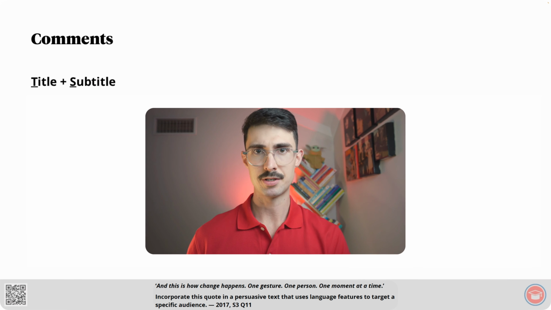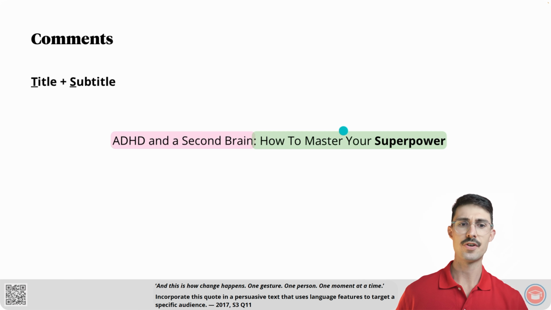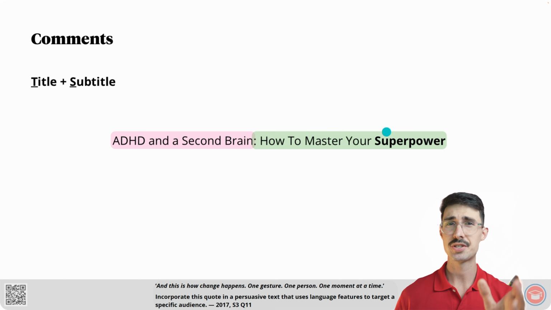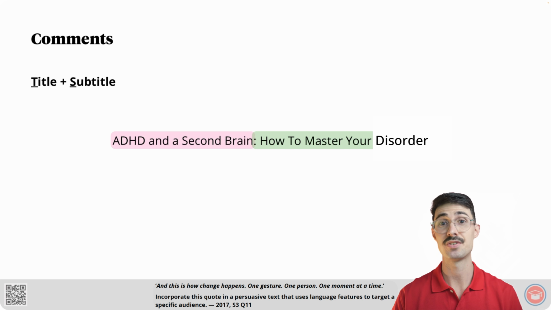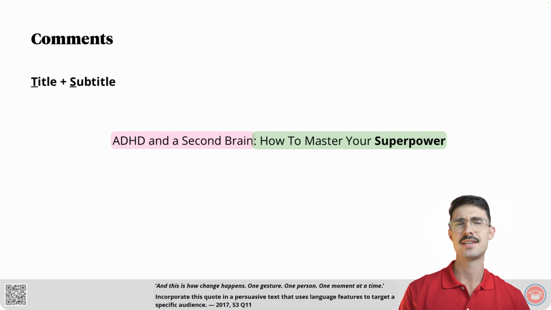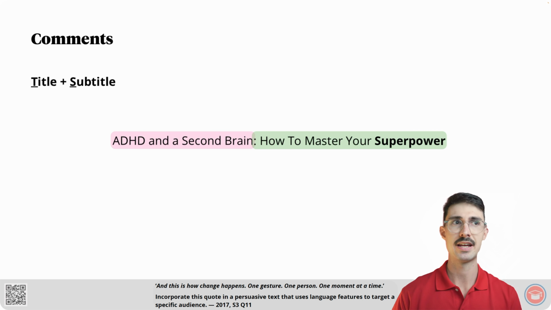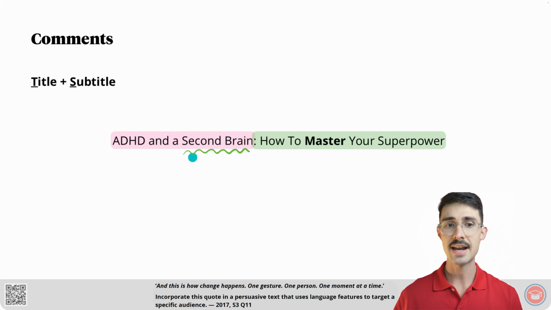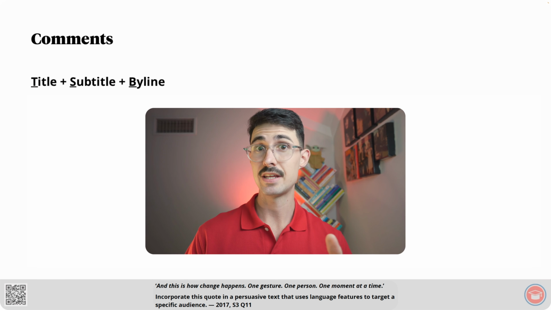Turning to the subtitle element of the title. Referring to ADHD as a superpower is more attractive to my target audience than referring to ADHD as a disorder. Superpower implies that I'll refer to ADHD as something empowering rather than disempowering. The syntax or sentence structure of the title and subtitle suggests that a second brain is how you can master ADHD, your superpower.